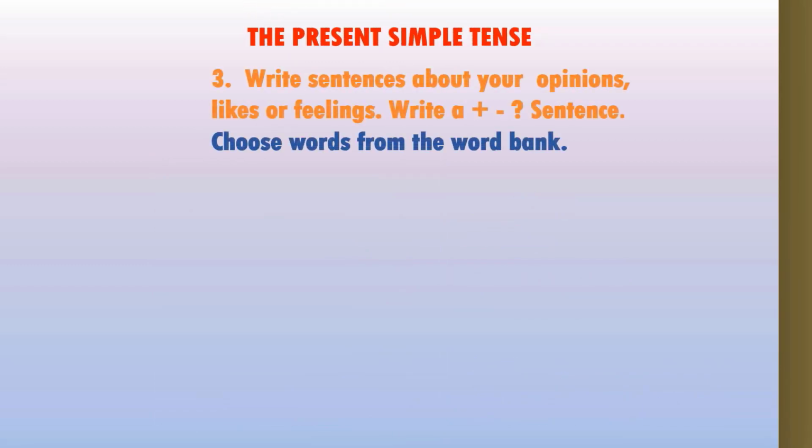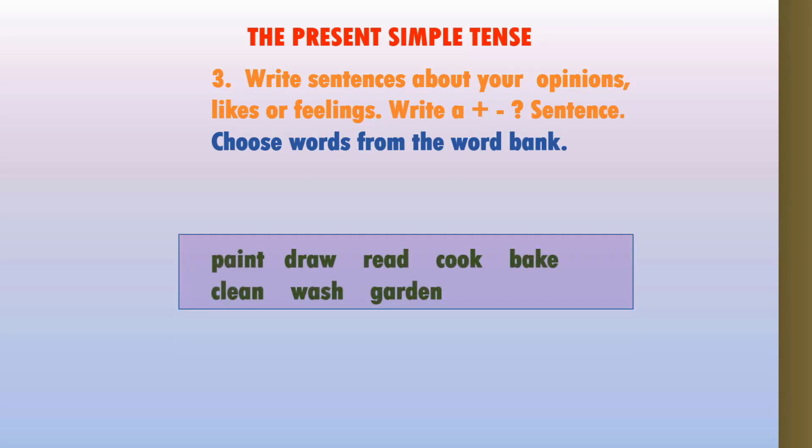So if you want to write sentences about your opinions, your feelings, your likes, you can choose to write a positive sentence, a negative sentence, or a question sentence. You can choose from the word bank here, or you can choose your own words to create your sentence, and you can put this sentence in the comment box or you can email it to me. Okay, just a reminder: subject plus like or likes plus verb plus the ing.